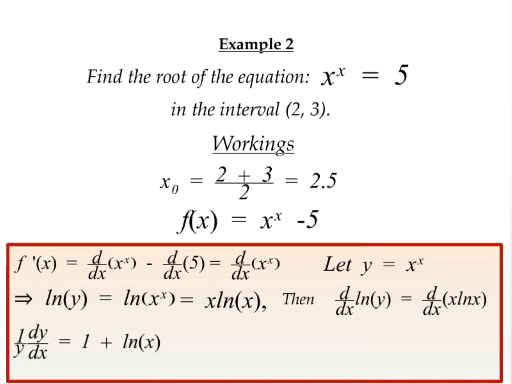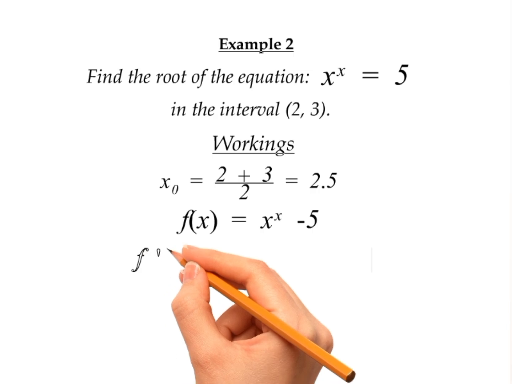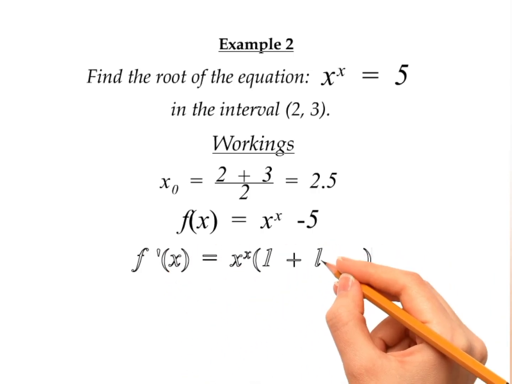Make dy/dx the subject of formula. dy/dx equals y times (1 plus ln x). Since y is x raised to power x, dy/dx equals x raised to power x times (1 plus ln x). This is as well the derivative of the function f that we set out for. Hence f prime of x equals x raised to power x times (1 plus ln x).